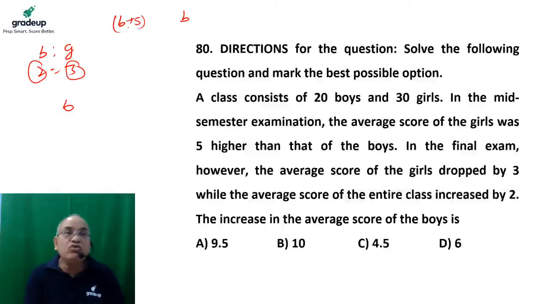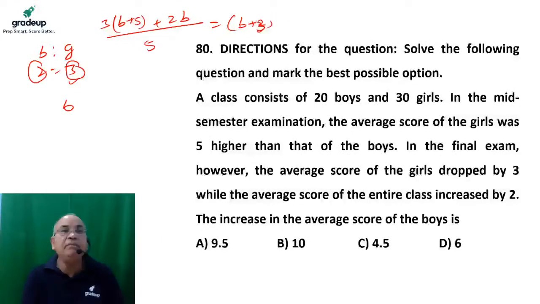So the total score of girls is nothing but 3 times B plus 5, taking 3 girls, and the total score of boys is 2B. If I take the average of the entire class of 5, it will become the average of the entire class, which is nothing but 3B plus 2B, 5B plus 15. So it will become B plus 3.